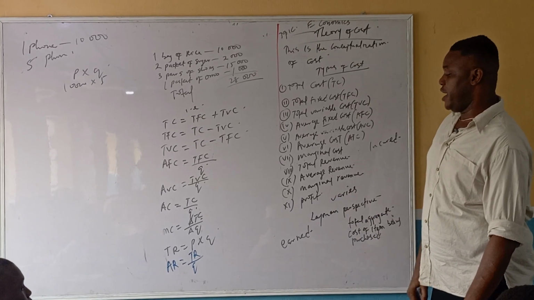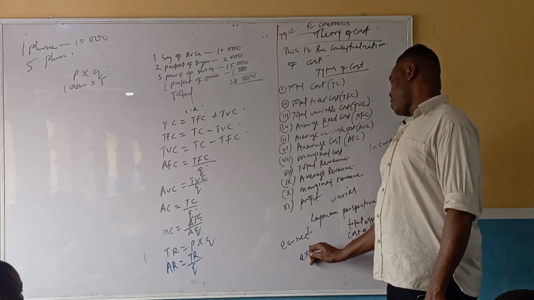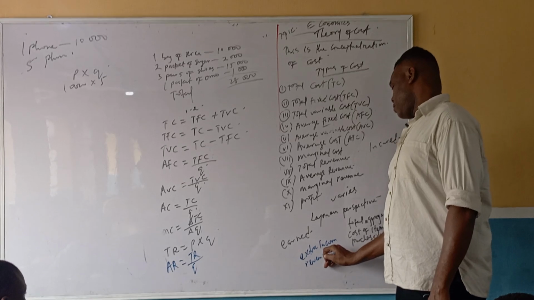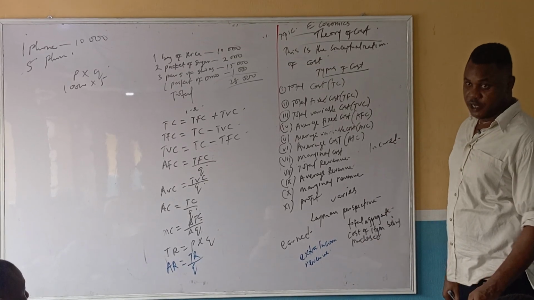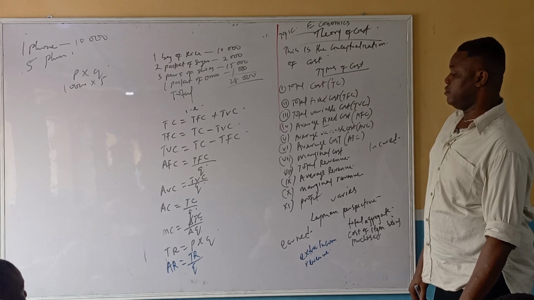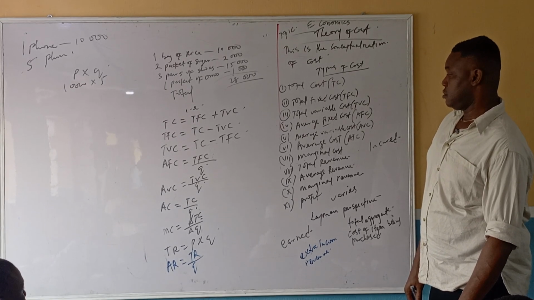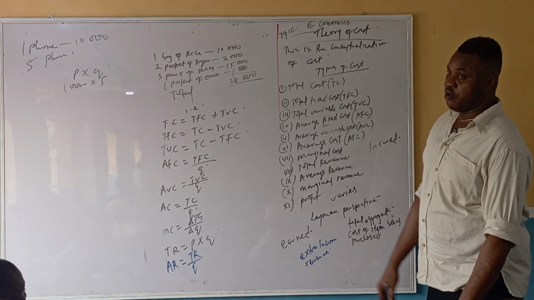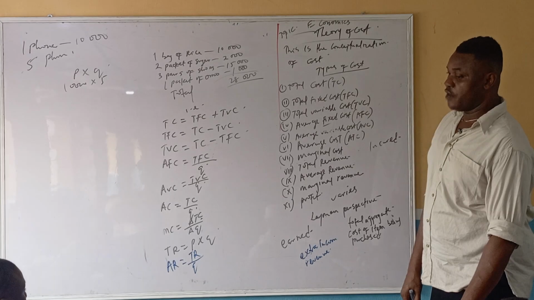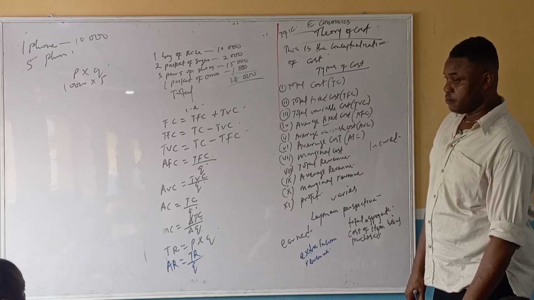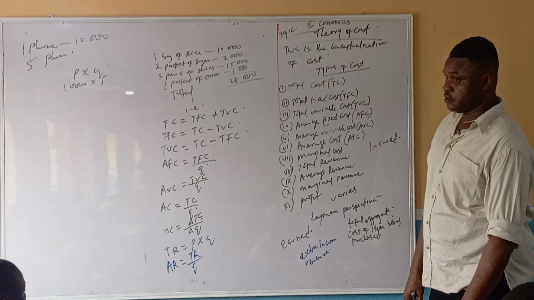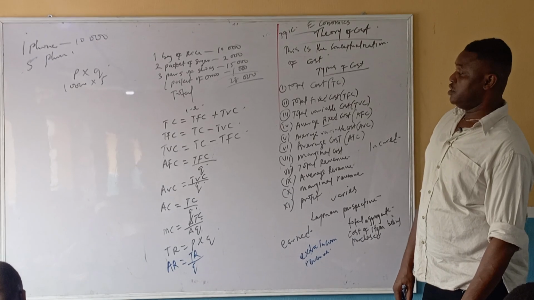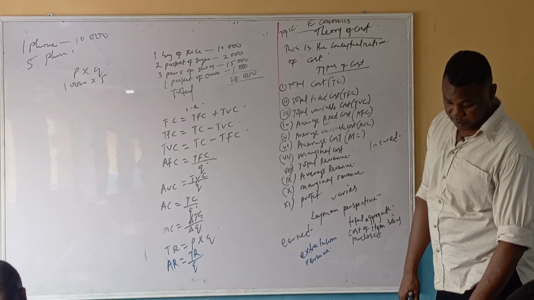Marginal revenue is the extra income or revenue earned from the sales of extra units of a product.